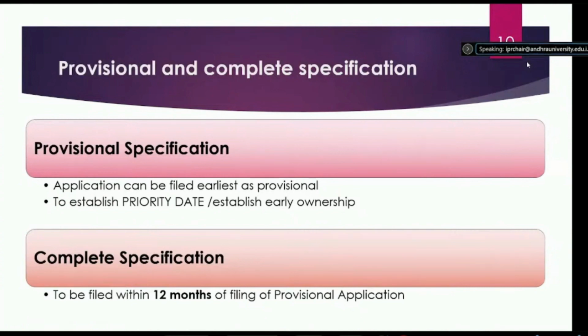You got my point. So for provisional, when you file it, when you know that there is something in the market, the thing may come up very soon, and you don't want to lose your ownership, you don't want to lose your priority right. So you will file the provisional specification first, but you know that you are not fully ready with all your data. So you have 12 months of window time to file your complete specification.